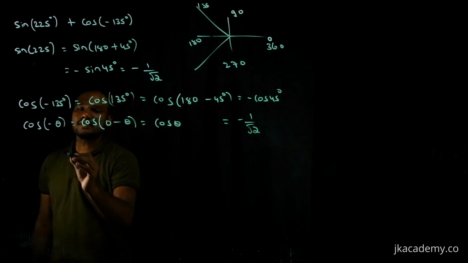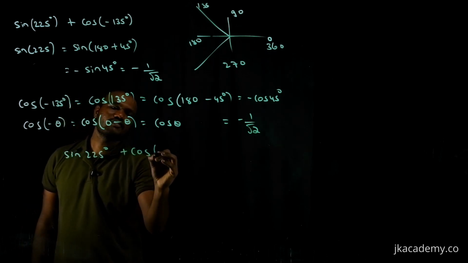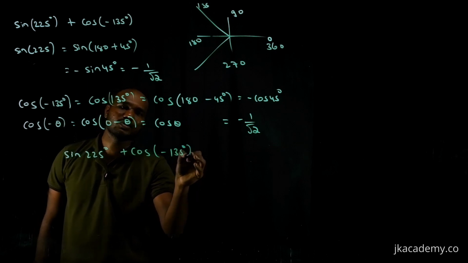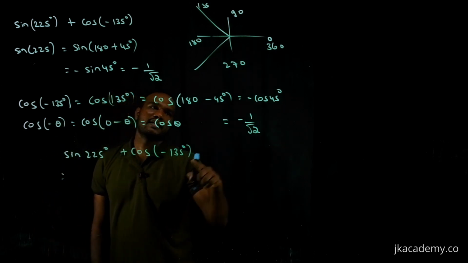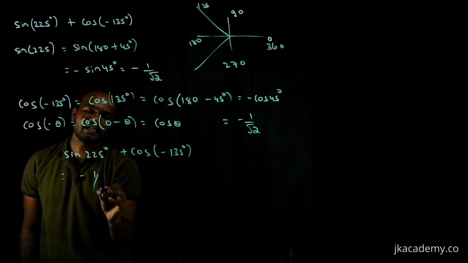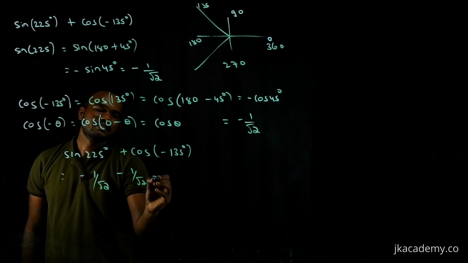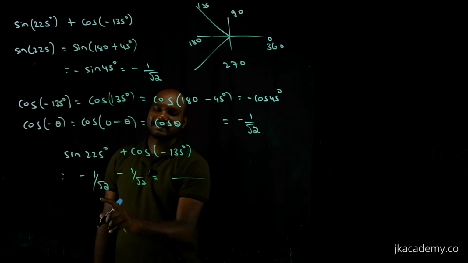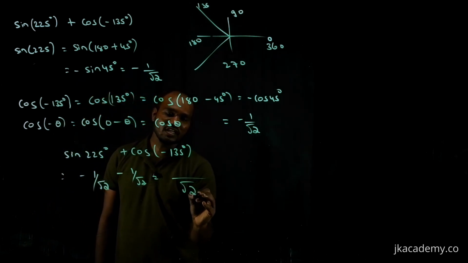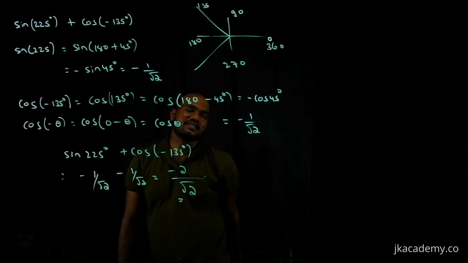So what was the question? Sine 225 degree plus cos of minus 135 degree. This was the question. So sine 225 degree. Sine 225 degree is how much? Sine 225 degree is minus 1 by root 2. So minus 1 by root 2. Again we got minus 1 by root 2. See here, root 2 is the same common. So LCM is root 2 itself. Minus 1 minus 1 is how much? Minus 2. So this is the final answer.